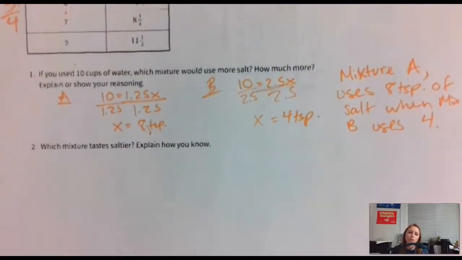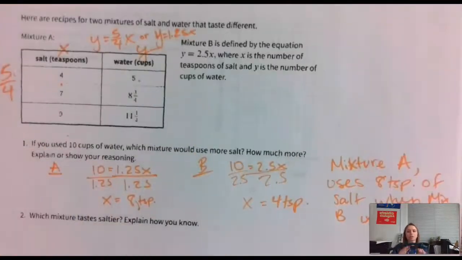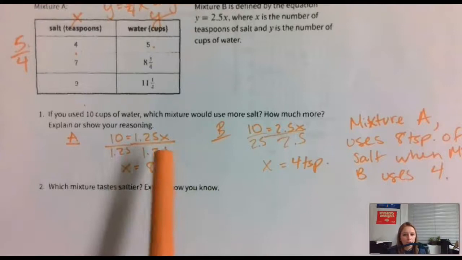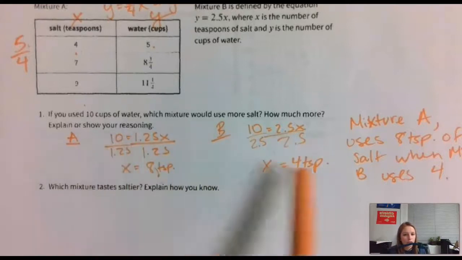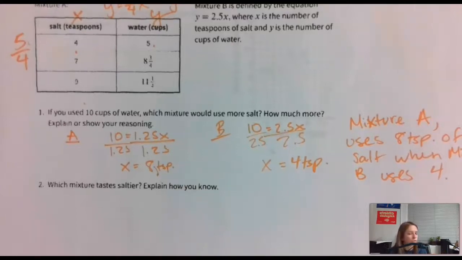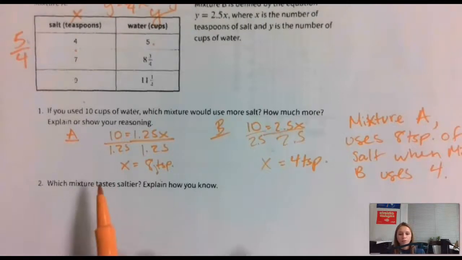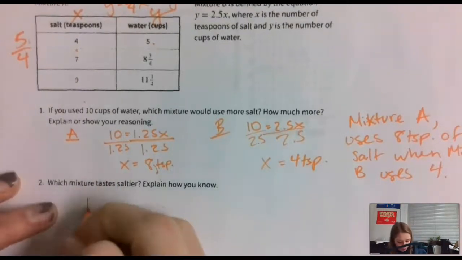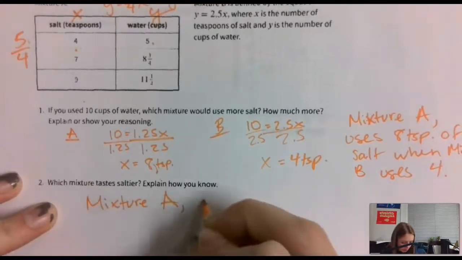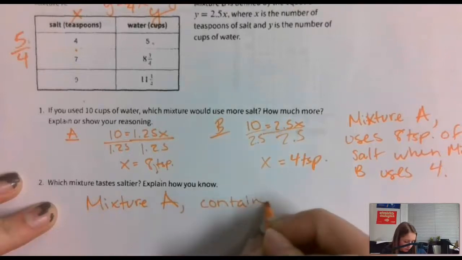Now it says which mixture would taste saltier. So we can use this example here. So technically we don't know which one tastes saltier, but if we look at these two and we have 10 cups of water and this one has more salt in it, sorry, it started to rain, wouldn't the one with more salt taste saltier? That's what I think. So mixture A contains more salt.